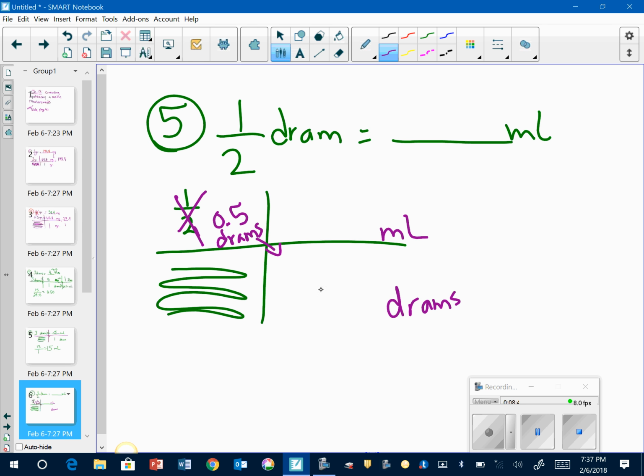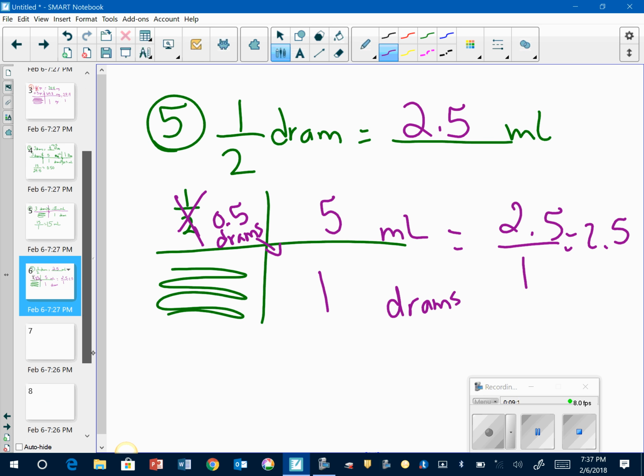Again, look in your chart, you have 1 dram is equal to 5 milliliters. So 0.5 times 5 would be 2.5 over 1 would be 2.5. So a half a dram is going to be equal to 2.5 milliliters. Some of these, as you get used to them, you will be able to do them in your head. But until you get used to doing this, I always tell people to do the formula every time.